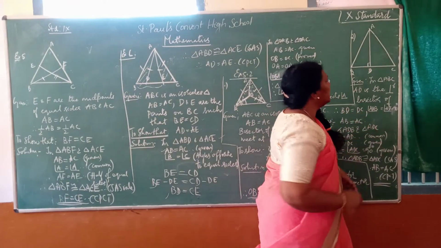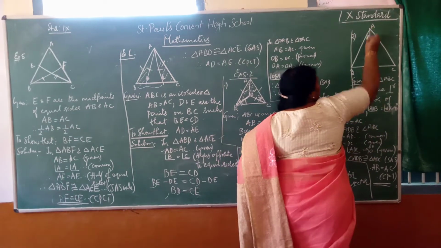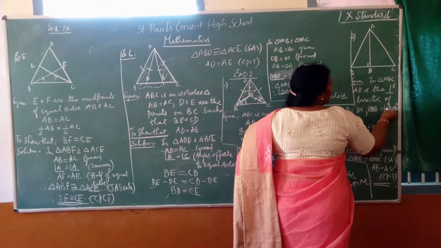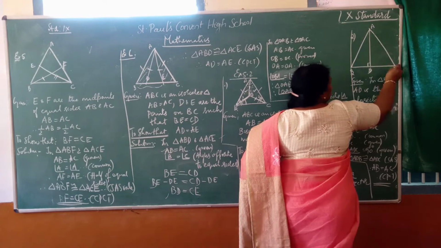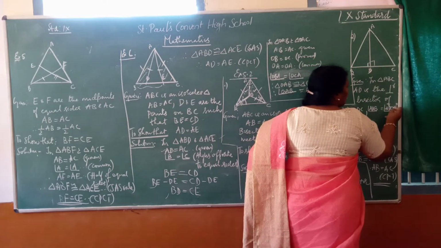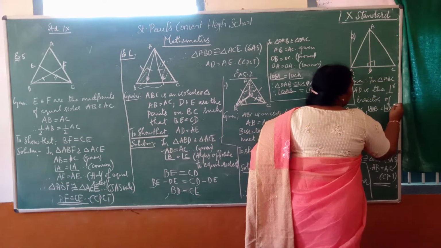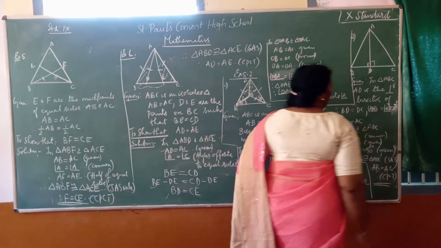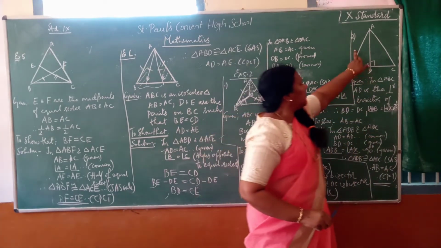As well as, since it is a perpendicular bisector, angle ADB is equal to which angle? Angle ADC. Both are equal to how much? It is equal to 90 degrees. What you have to show? AB is equal to AC.